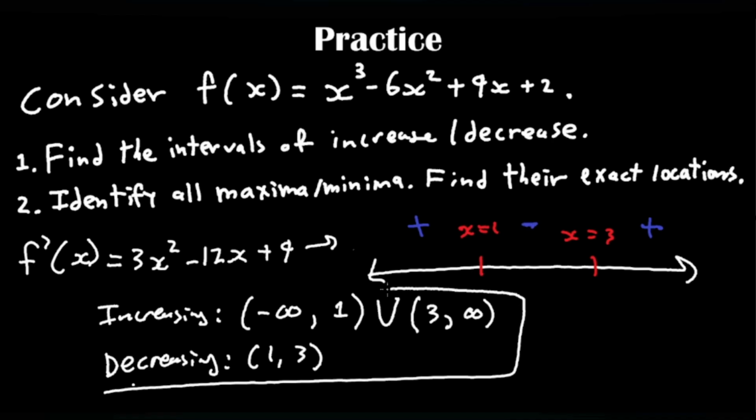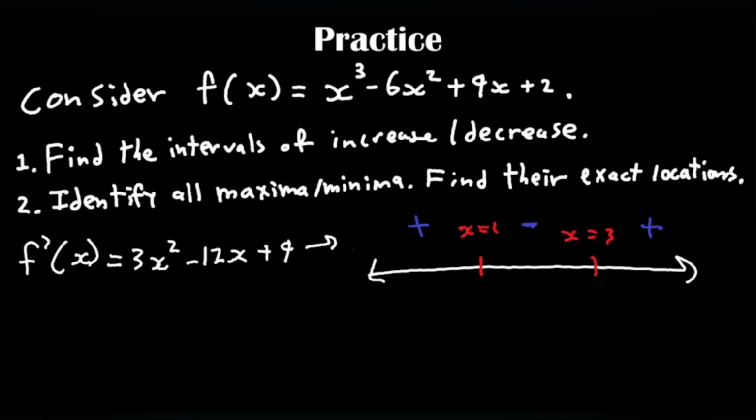Okay, so that's the first part done. Alright, so the second part says to identify all maxima and minima and to find their exact locations. So to do that, we're going to test our critical points to see if they are maximums or minimums. And we're going to do that using the first derivative test.